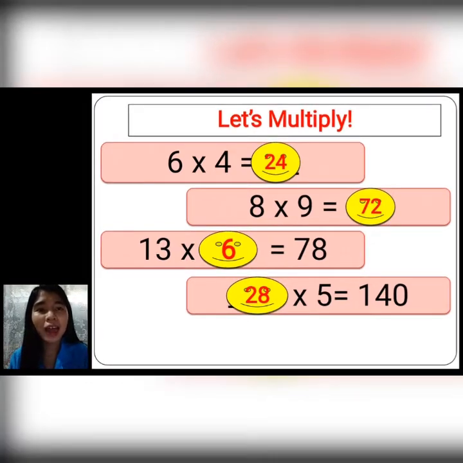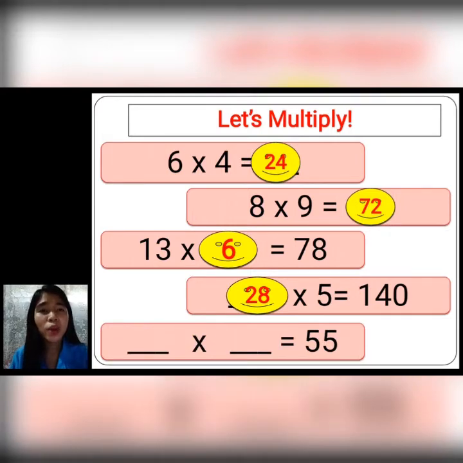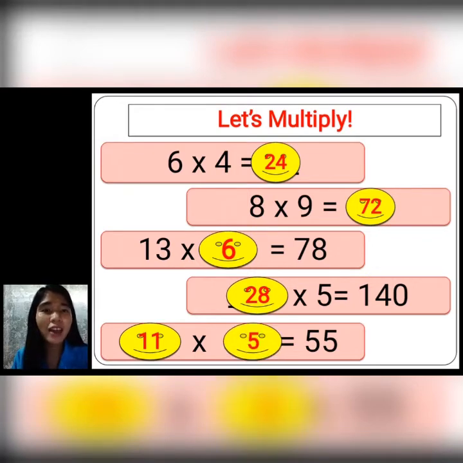So we have here the last one. Here, we are going to find the factors of 55. Okay, so what do you think are the factors of 55? Okay, very good. So we have here 11. The first factor of 55 is 11. What do you think is the number that we are going to multiply to 11 to make it 55? Very good. 5 is the other factor for 55. So the factors for 55 are 11 and 5.